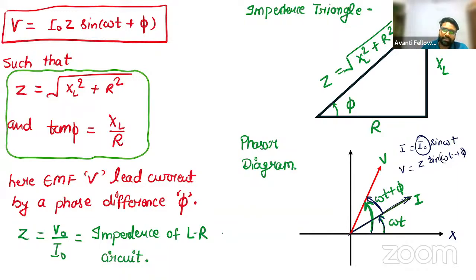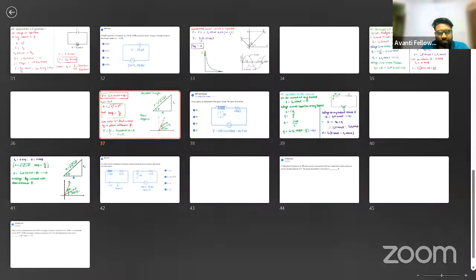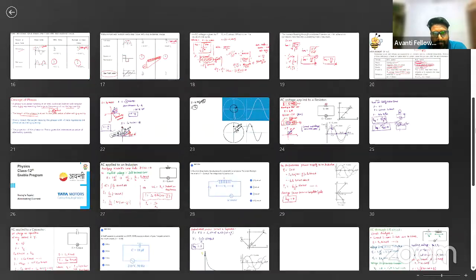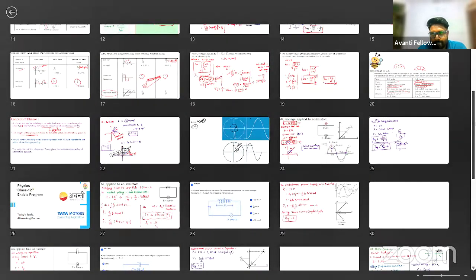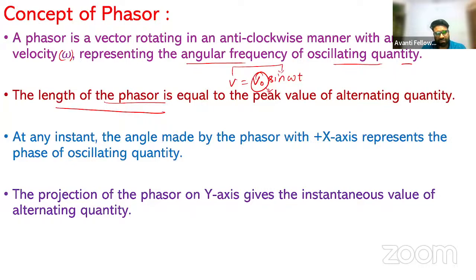Okay, what is a phasor? I'll tell you. Just give me a moment. I'll give you a quick review about phasors. Phasor is nothing but, look, if there is any quantity which is alternating in nature, like here we are talking about alternating current and alternating voltage, these are alternating quantities which change their magnitude. So to represent these types of quantities, we introduce the concept of a phasor. A phasor is nothing but a rotating vector.